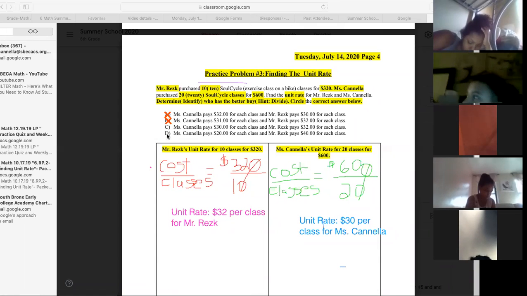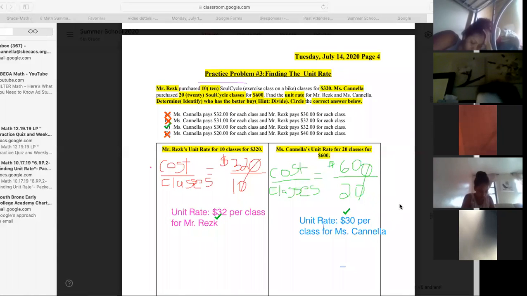Yes. Okay, so obviously we know that it has to be what, guys? C. See that? It matches the work. 32 and 30. Do we see that? Yes. Does anyone have any questions? Because you have a question like this on your exit ticket. Pretty straightforward, right? You remember this now, unit rate? Yes. Exit tickets like this.